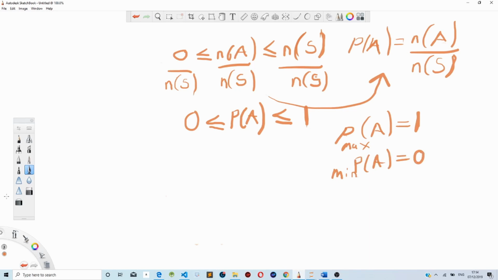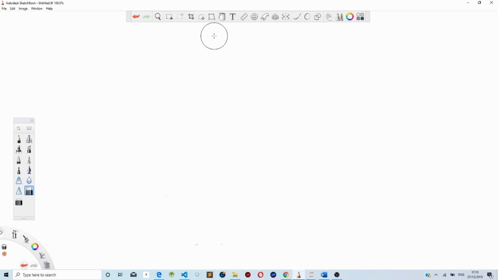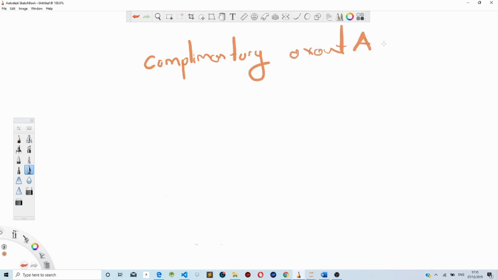And then there are some events that are called complementary events. So let's say complementary event A, which is denoted as A complement. This denotes that event A does not occur. So this event doesn't happen.